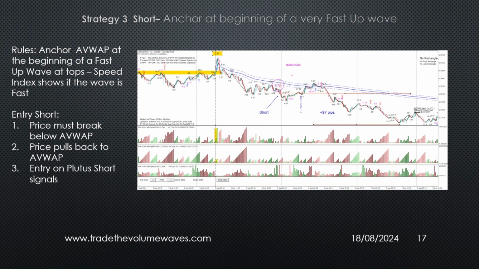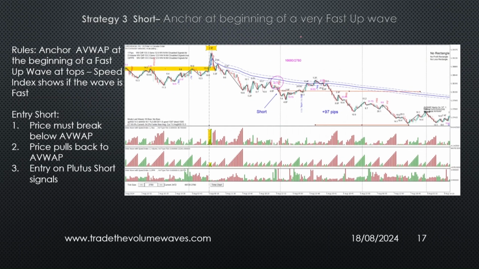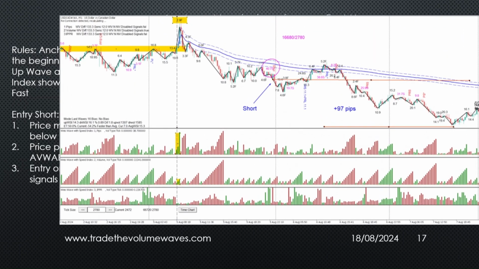Sorry about the dogs. Another example of a short situation of a fast up wave. So, the story. We were at a resistance level, then we had this up move, which speed index is telling us is a very fast move, 2.3 F, okay? So what do we do? Again, we place our VWAP at the beginning of the fast wave, and we wait for the price to break downwards, which it did immediately right here. It broke the VWAP line, and we're waiting for a pullback and a signal.